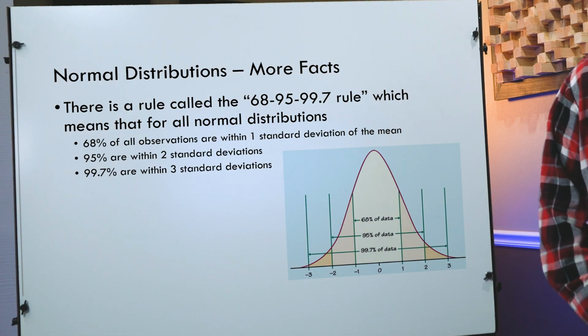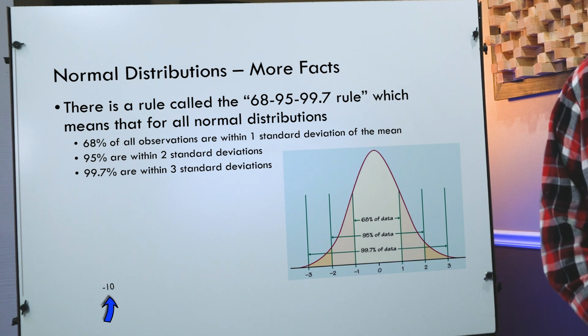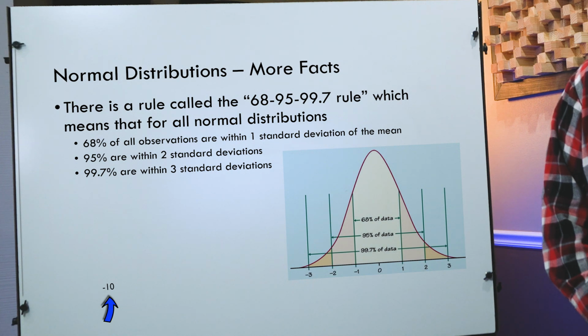Knowing that most of the observations will fall within 3 standard deviations, if you were to find an observation that appeared 10 standard deviations away from the mean, you probably would realize that it's either really a rare find or it's just plain wrong.